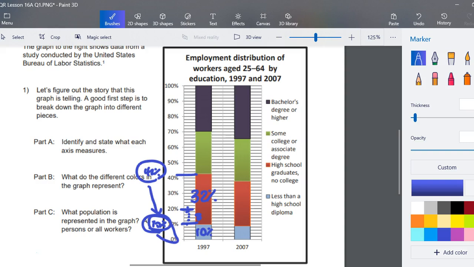If that's at 42, and if we put this one at, let's just put it at 70 to keep it simple. And if we subtract 70 minus 42, that gets us about 28% for some college in 1997. And if we do have that at 70, then that would leave 100 minus 70 to get us at 30.